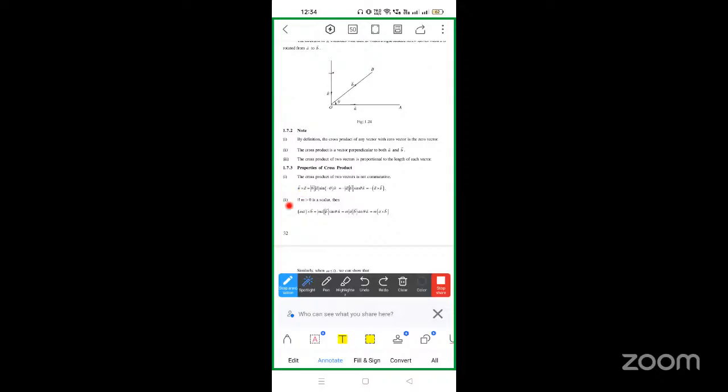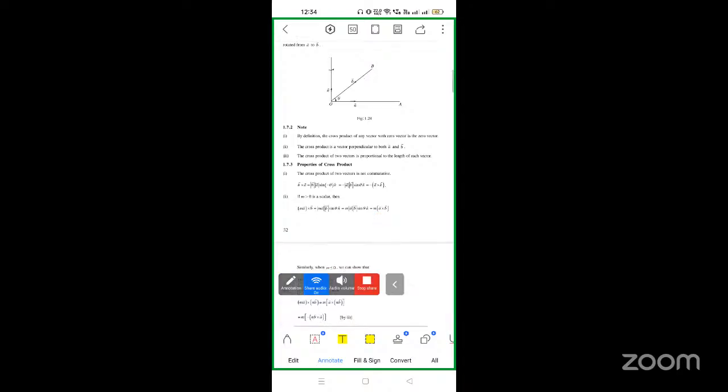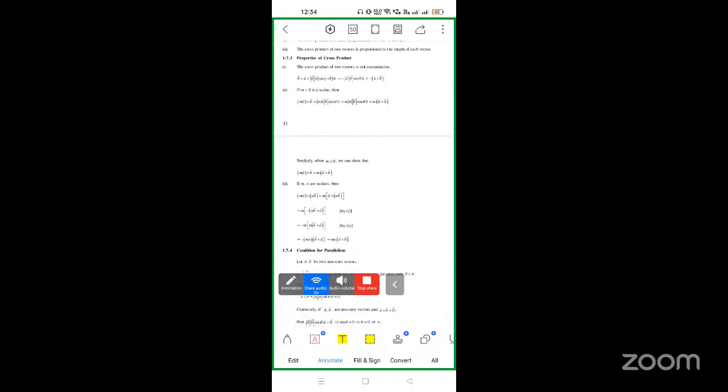Second, if m greater than 0 is a scalar, then m A bar cross B is equal to m times A cross B. So this condition is satisfied. Next, m and n are any two scalars. This condition also holds: m A bar cross n B bar is equal to m n times A cross B.